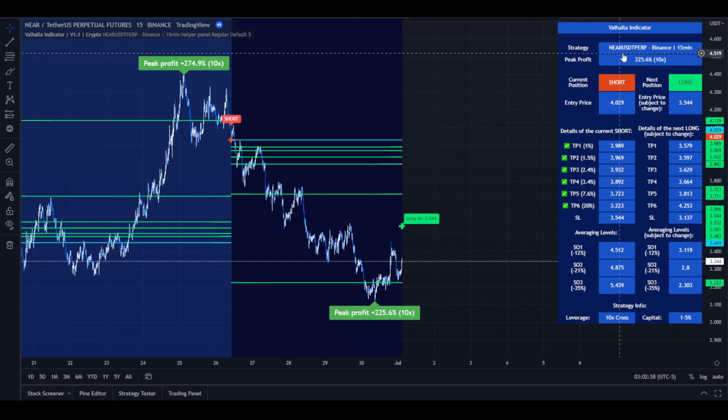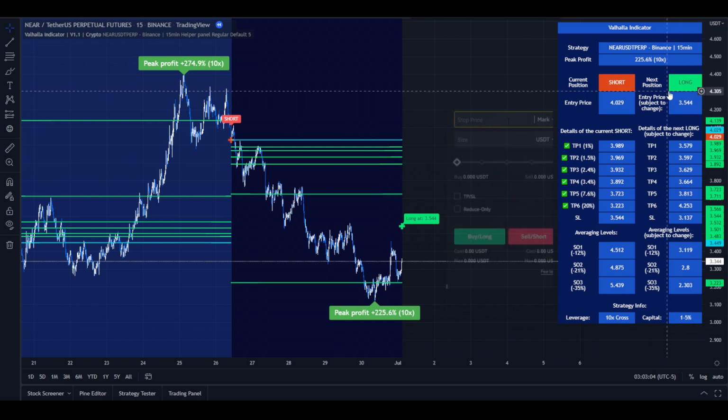On the helper panel, you will find the name of the current strategy that you have selected and the peak profit of the current trade. And below, you will find on the left side all of the info of the current trade, which in this example is a short. And on the right side, you will see the details of the next trade, which in this case will be a long. Let's say that we want to enter this next trade.